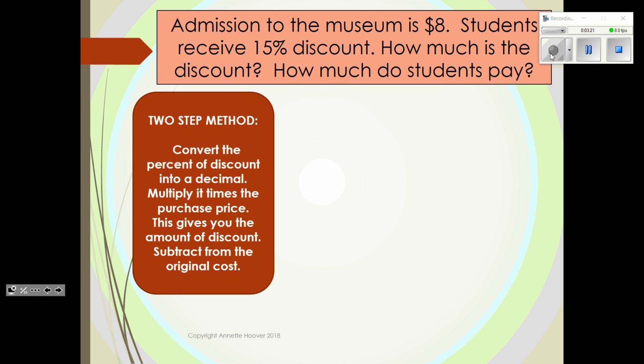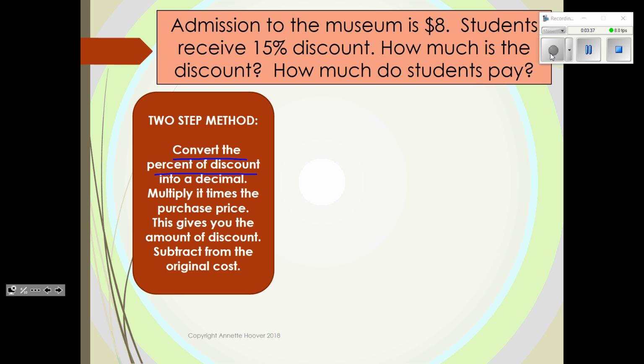Let's look at discounts. Admission to a museum is $8. Students receive a 15% discount. How much is the discount and how much are they paying? So if you want to know how much the discount is, you will need to use the two-step method. We start the same way again.